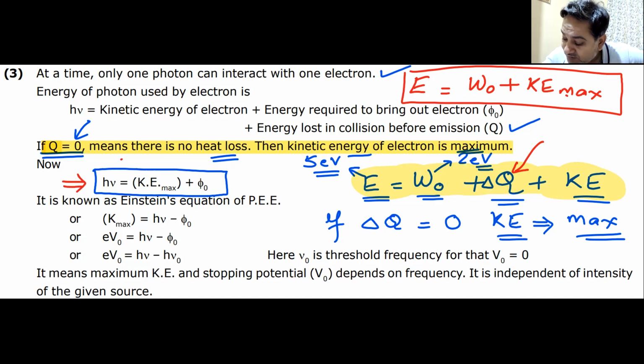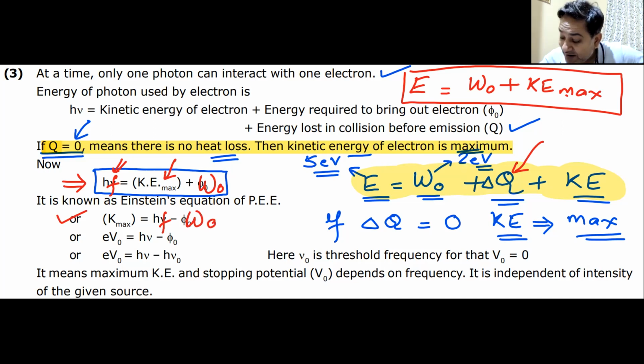You understand what this H into F is? Energy of the photon. This is the maximum kinetic energy of the electron. Do we understand this? Yes, sir. And this is the work function W naught. So I can now write maximum kinetic energy as H into F minus work function. Do we understand this? Yes, sir.